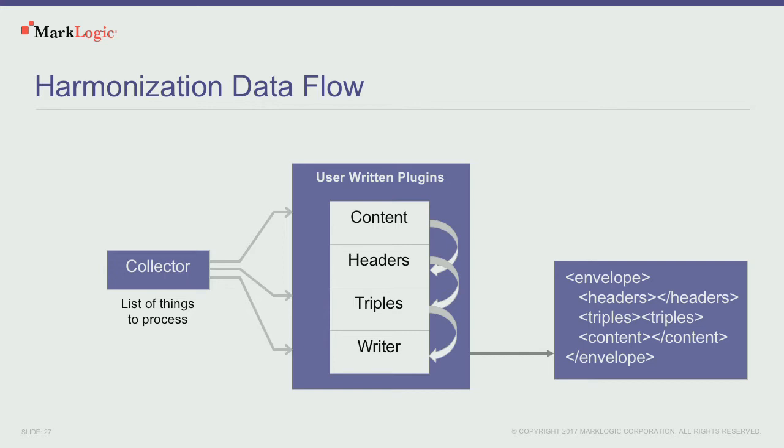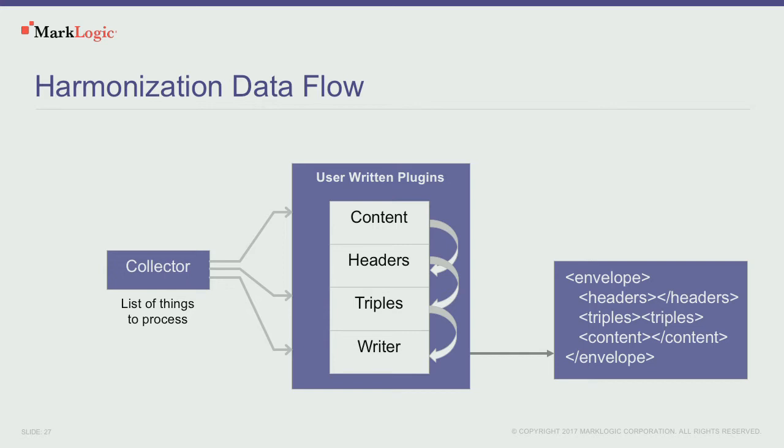It could be an ID from a database table. It could be anything you want it to be. Then the Data Hub Framework will take the information from the collector, and it will parallelize the process of the middle section, which is these user-written plugins that build envelopes.